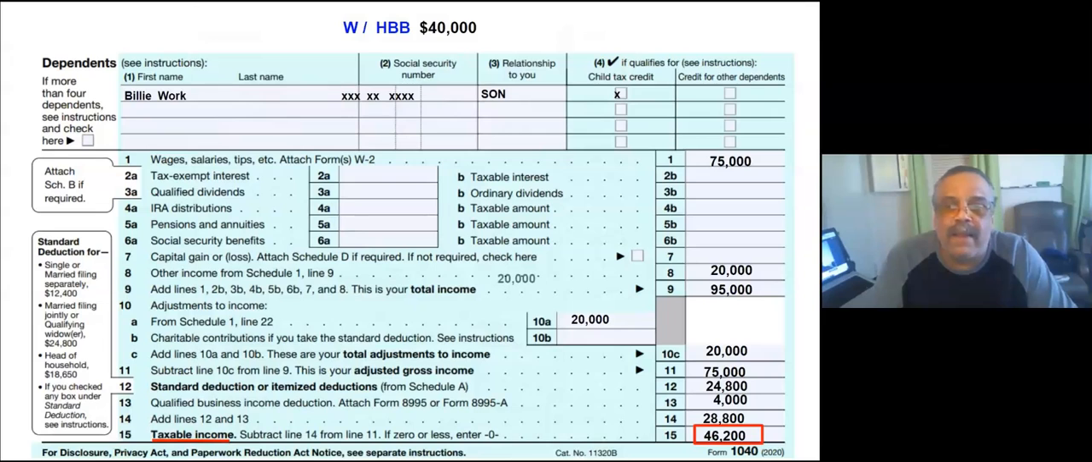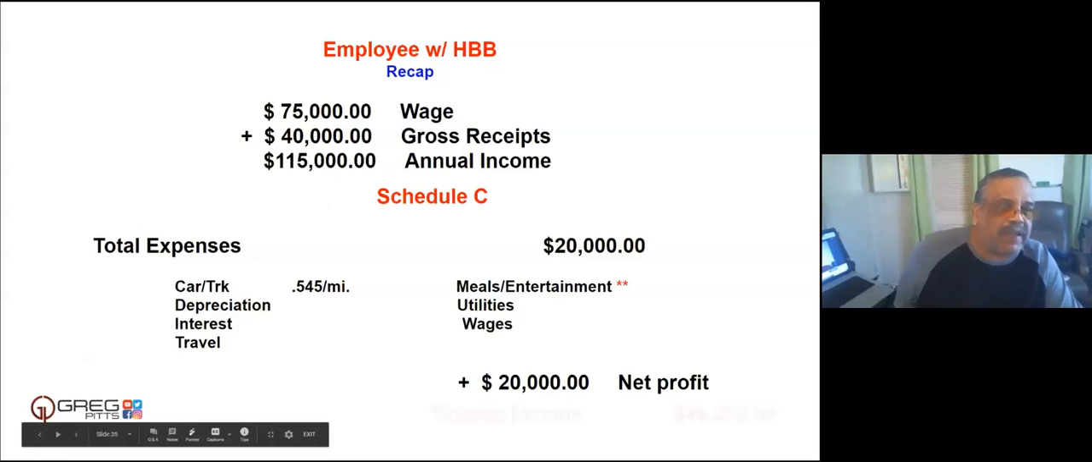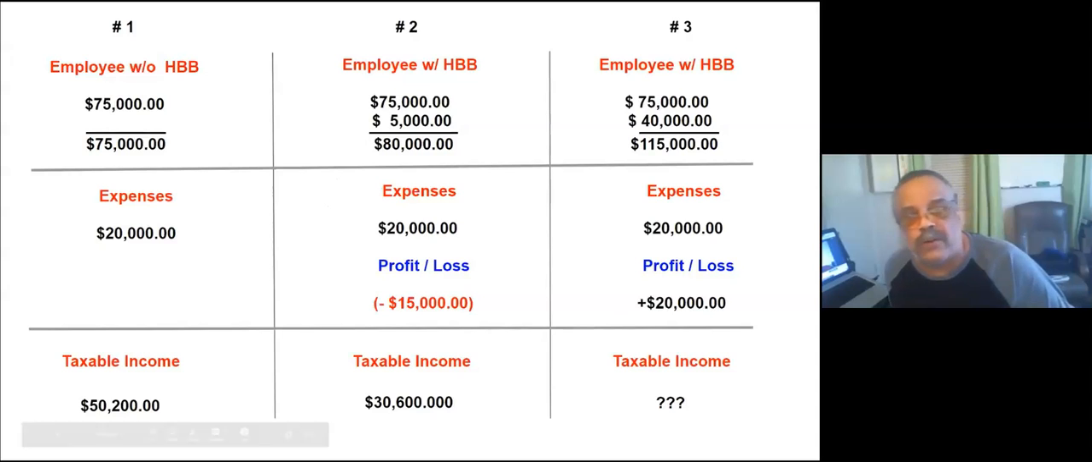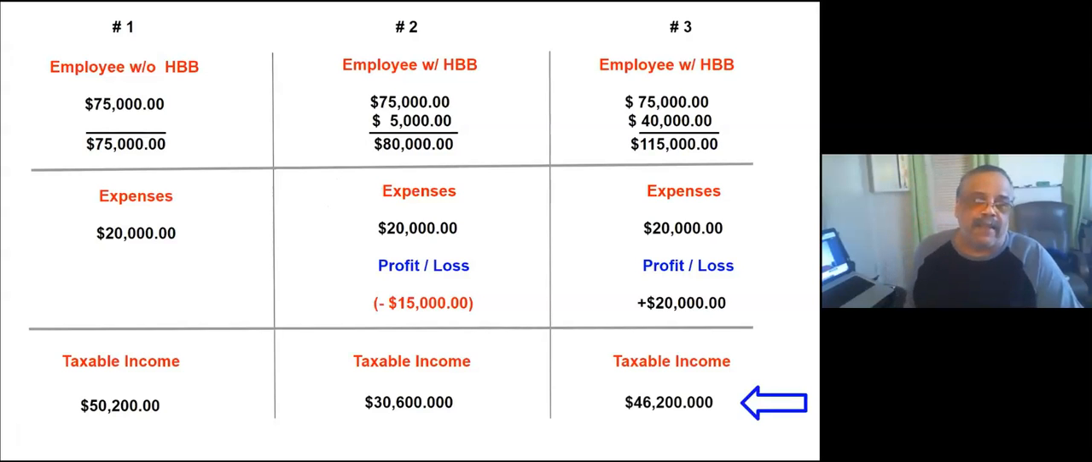Okay? Let's bring this up on that chart so you can see it again. Okay, you made $75,000 in your wages, $40,000 in gross receipts. Your annual income is now $115,000. You got total expenses of $20,000, but you got a net profit in your business this year. Your taxable income is $46,200. Let's see what happened. Take a look at that.